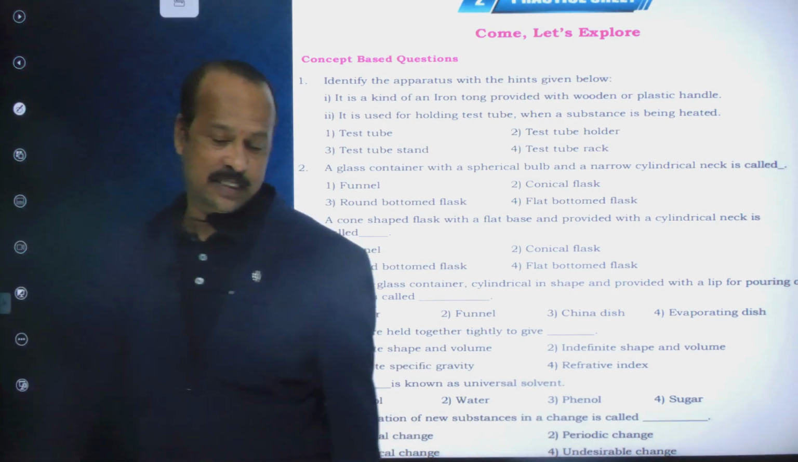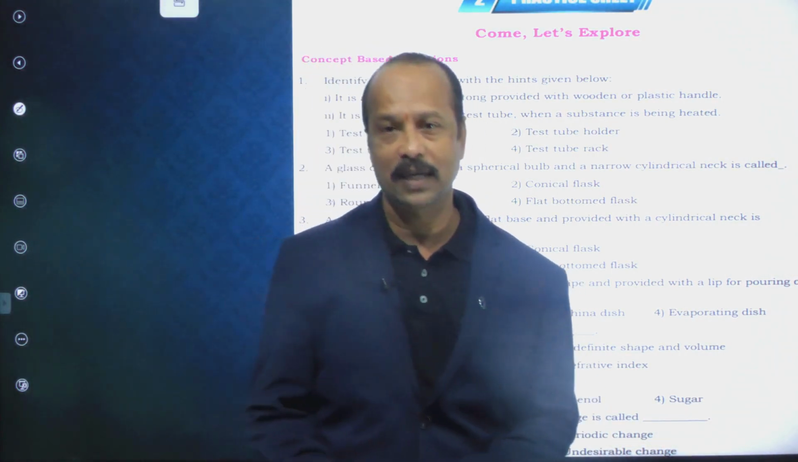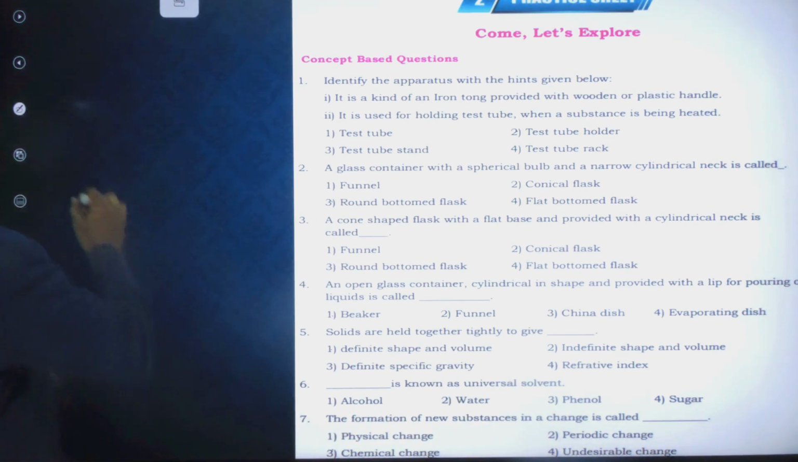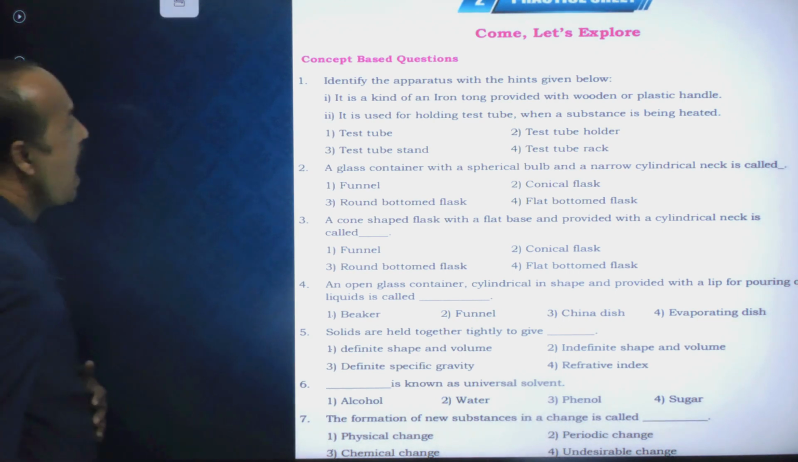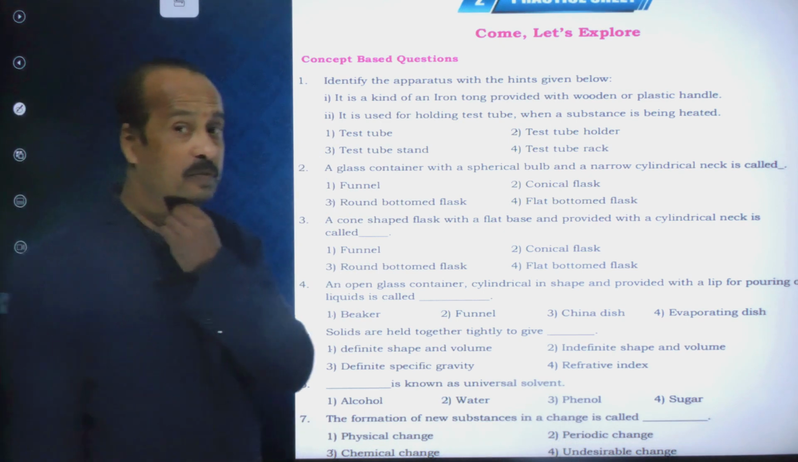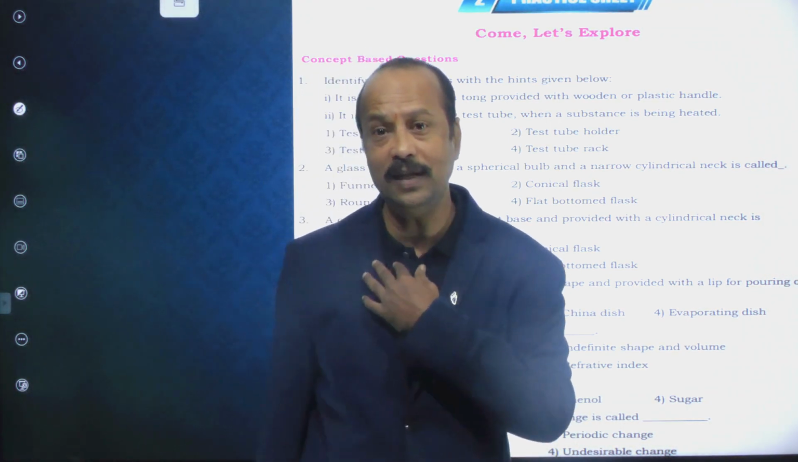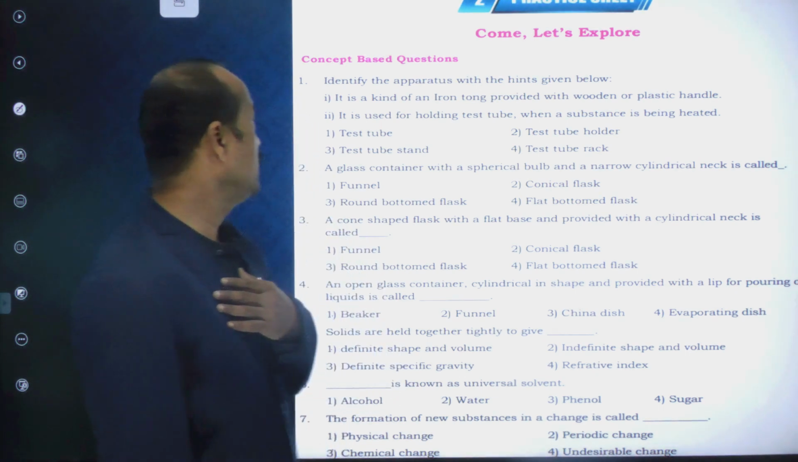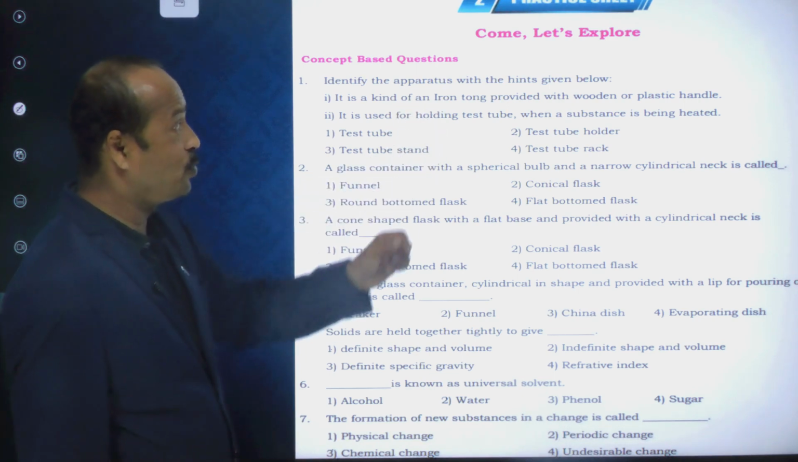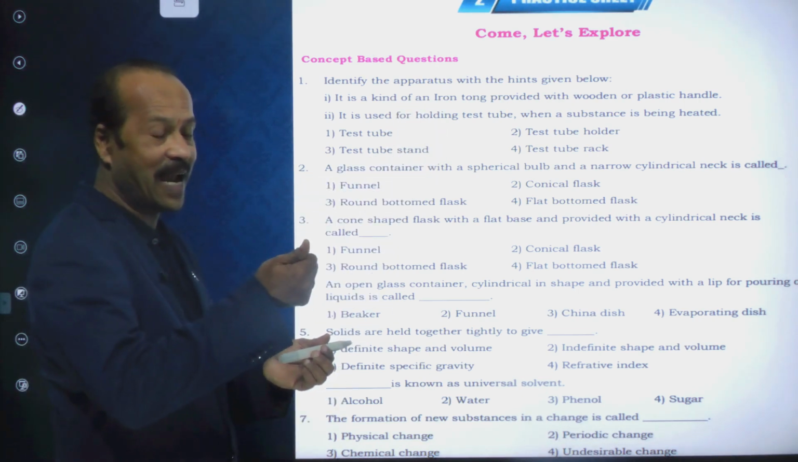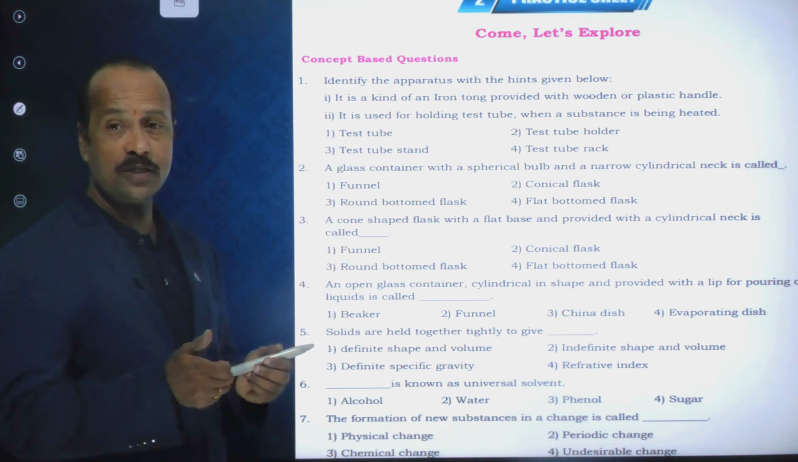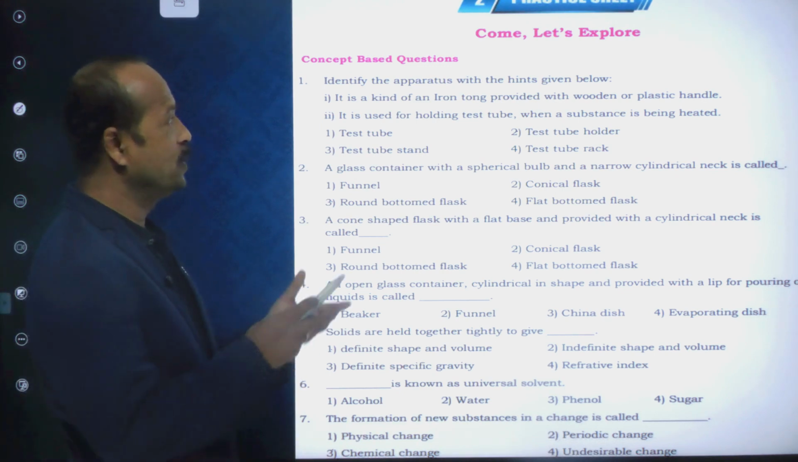So with this, the second synopsis is done, meaning the second chapter is done. Now we are going to solve some numericals. Identify the apparatus with the hints given below. We already discussed the important apparatus we use in our chemistry lab, right? So here, it's a kind of iron tongs provided with a wooden or plastic handle, and it is used for holding the test tube when the substance is being heated.